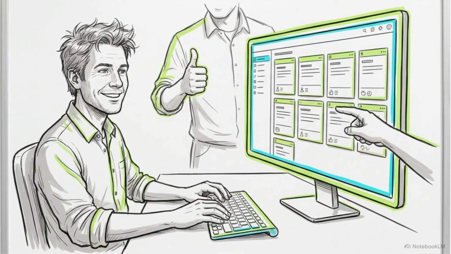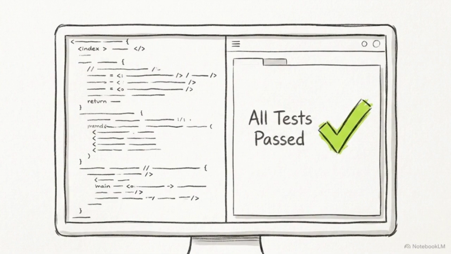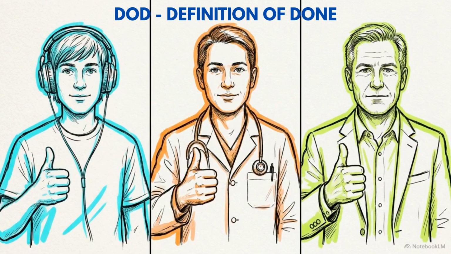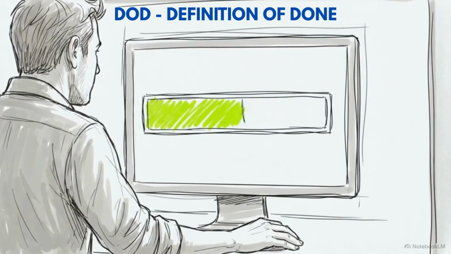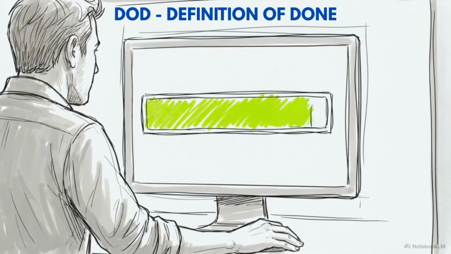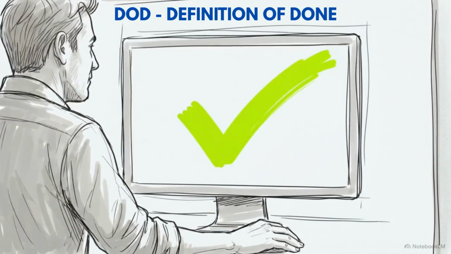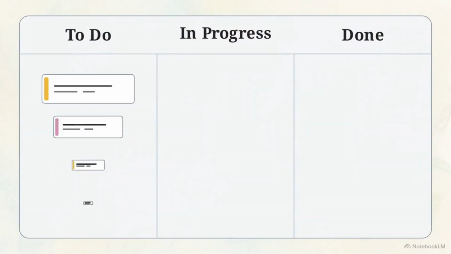Once the work is built, there is one final check before we mark it as complete: the definition of done. The definition of done is a shared quality standard. It means the feature is fully tested, secure, and meets all the technical requirements to be released to a real customer. Instead of a messy whiteboard, you now have a clean digital progress board.